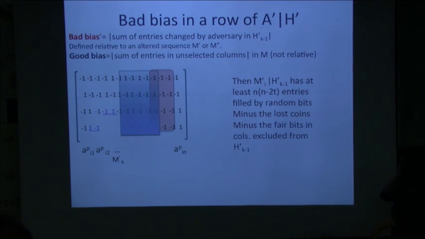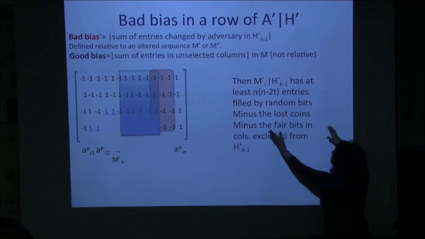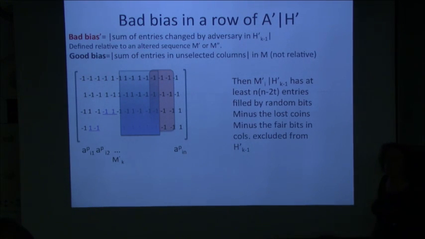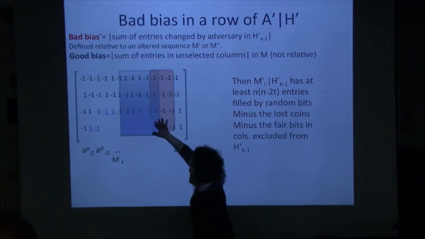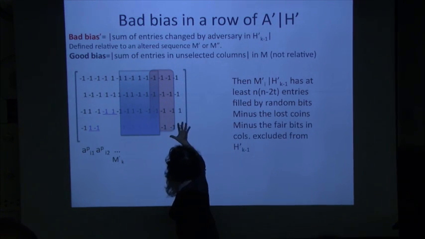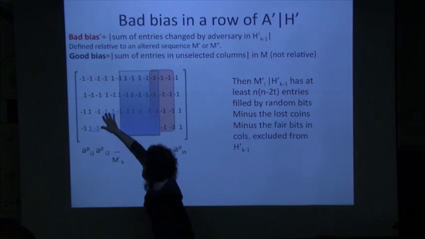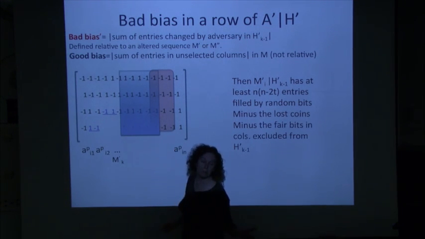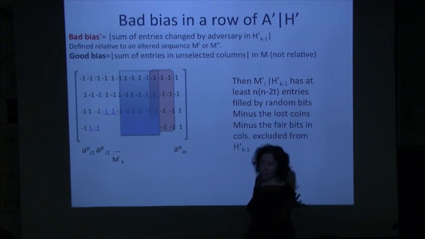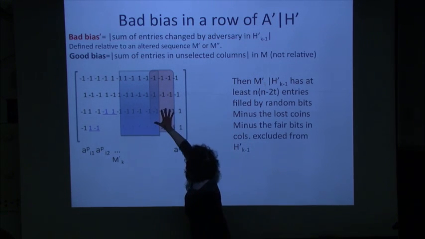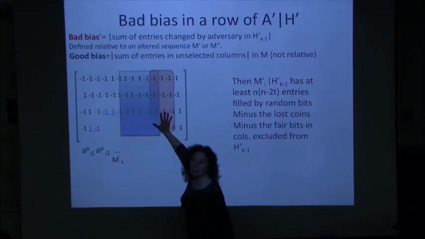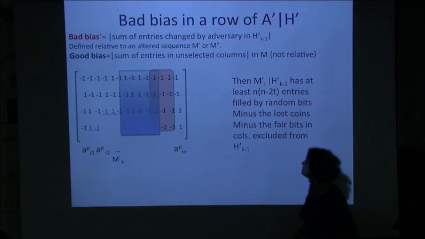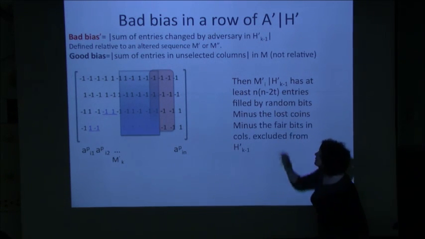All right. Now, one thing we observe is that there's a lot of randomness. Every sequence M is going to have a lot of randomness. There's going to be some missing stuff in T columns, and T could be pretty small, N over 500. And the stuff that the bad guy took over, everything else is random. So we have a lot of random entries.